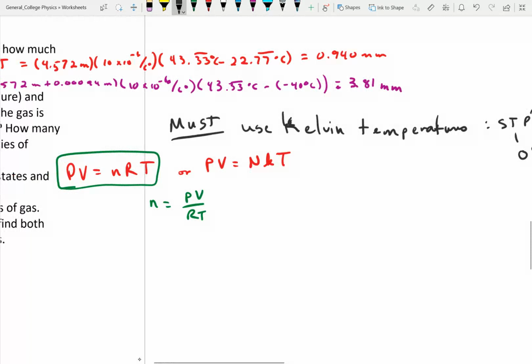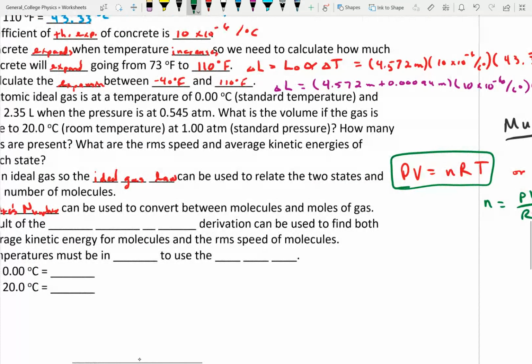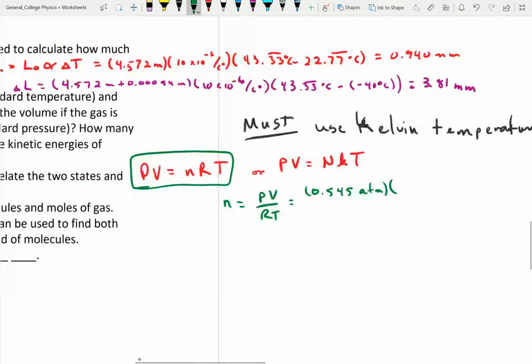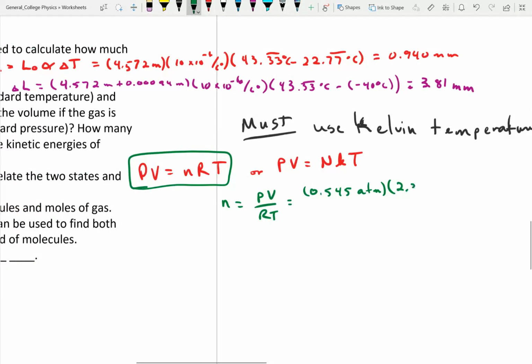So I'm just going to put in my numbers here. My pressure was 0.545 atmospheres. My volume was 2.35 liters. My temperature is 273.15 kelvins. And then my value for R.